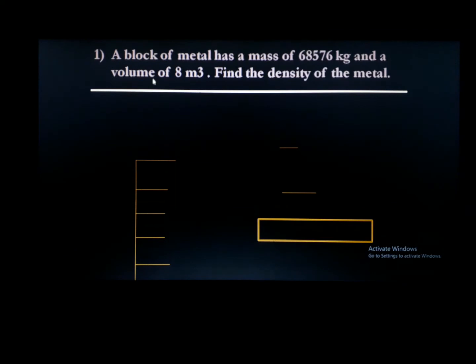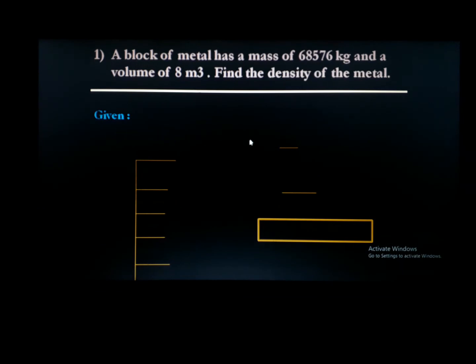A block of metal has a mass of 68,576 kg and a volume of 8 meter cube. So find the density of the metal. So first we need to write the given data in the question. So then it will be easy to find the answer.